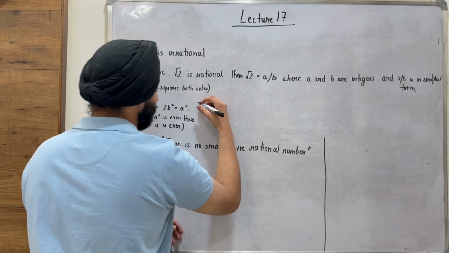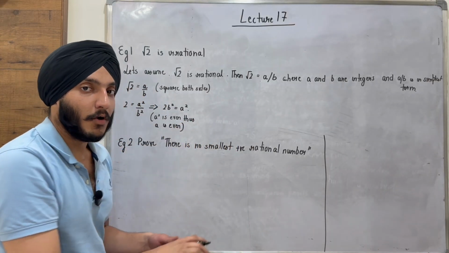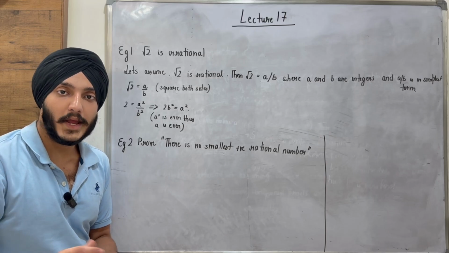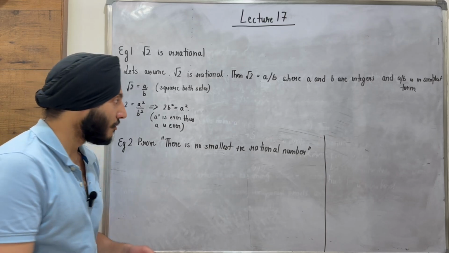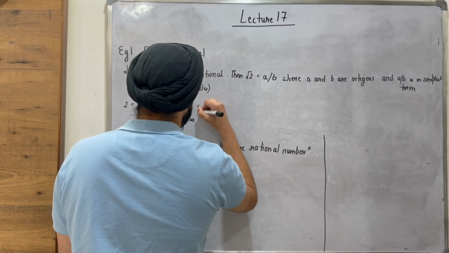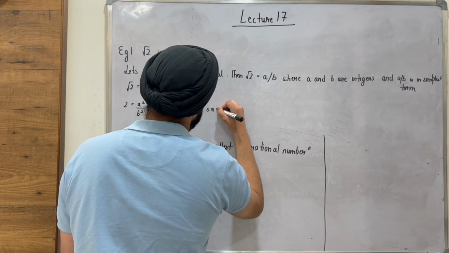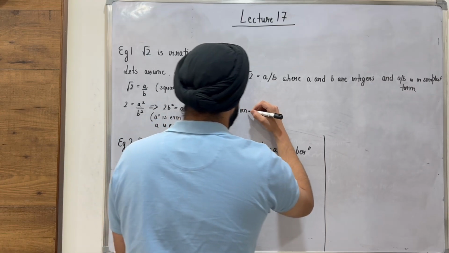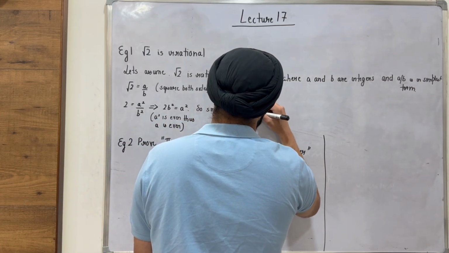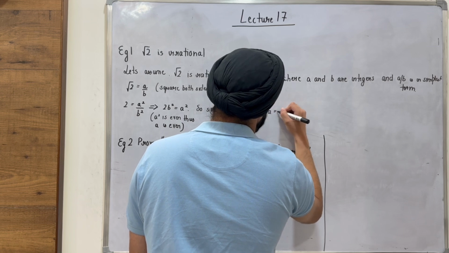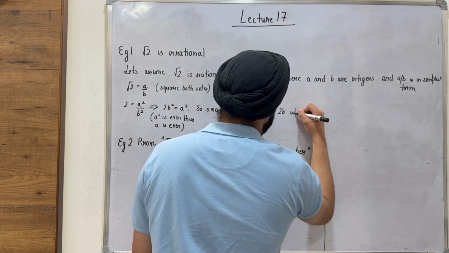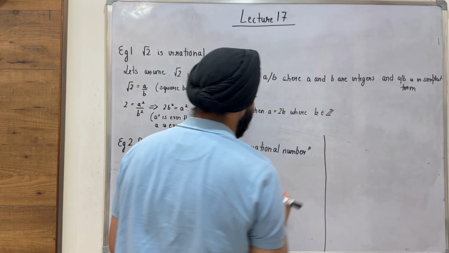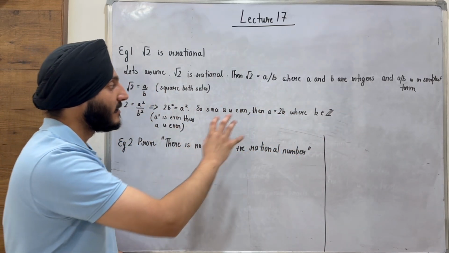Now, since a is even, think about it. If a is an even value, then it has to be of some form 2k, where k is some integer. So since a is even, then a is equal to some 2k, where k is an integer, right? I hope you're able to understand until this point.